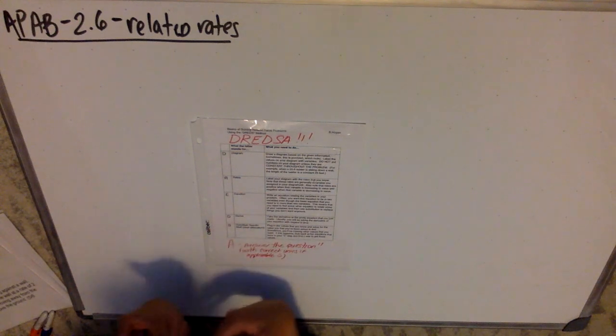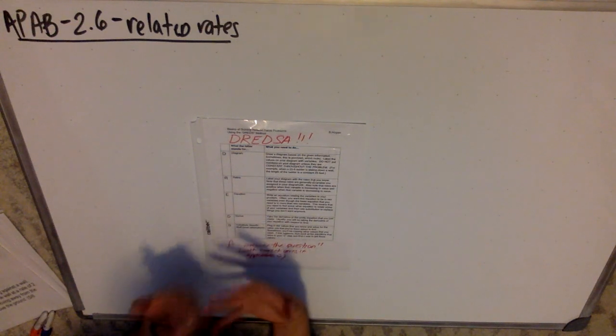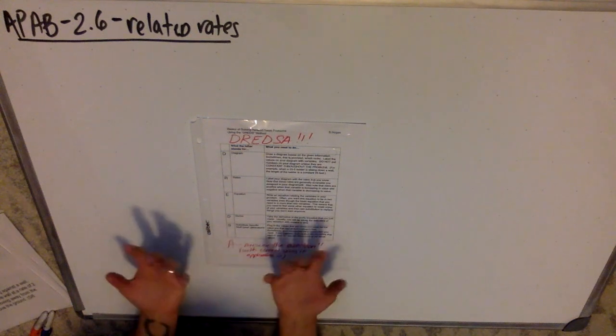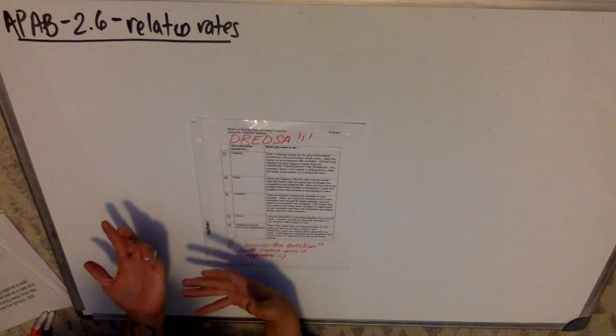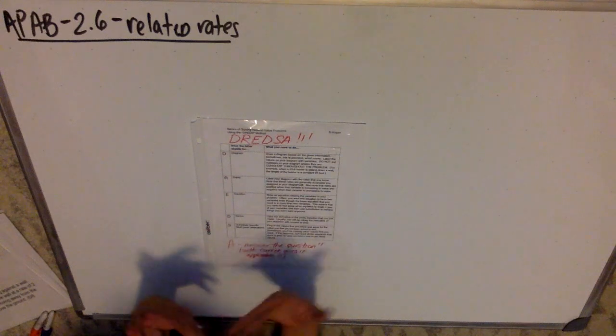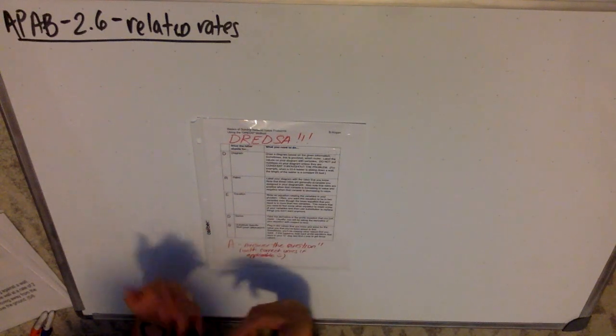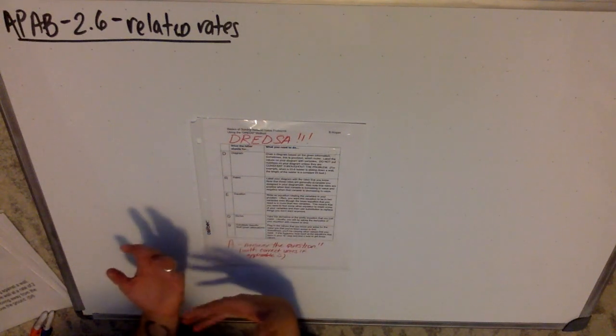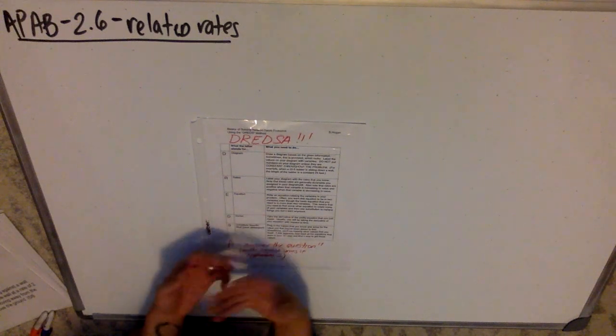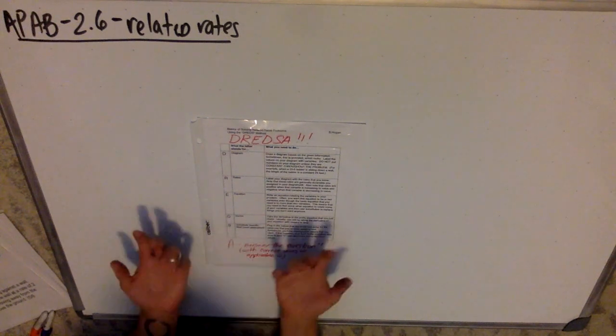So the rate at which I'm blowing, which would be the volume, we would call dV/dt, the rate of change of the volume, dV, over the rate of change of time, dt. That is going to have some relationship to the rate of change of the radius with respect to time, so probably dr/dt. That's all related rates are.